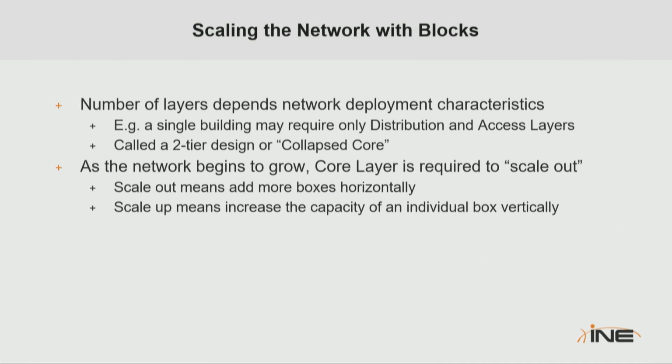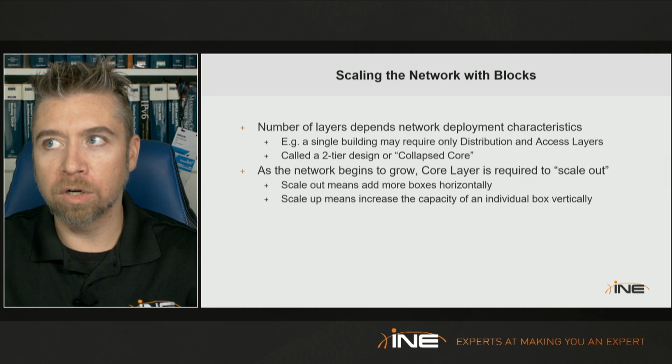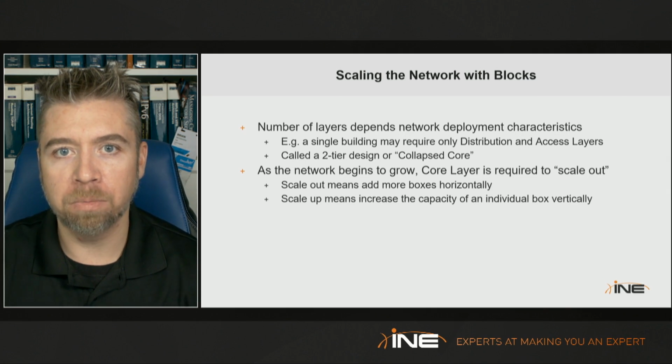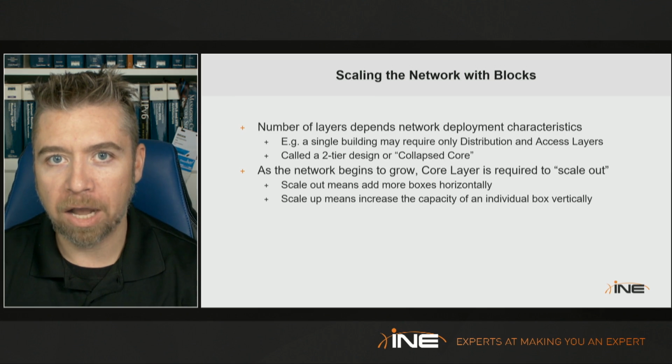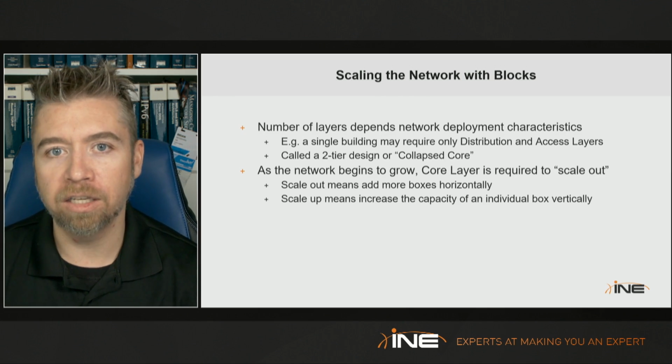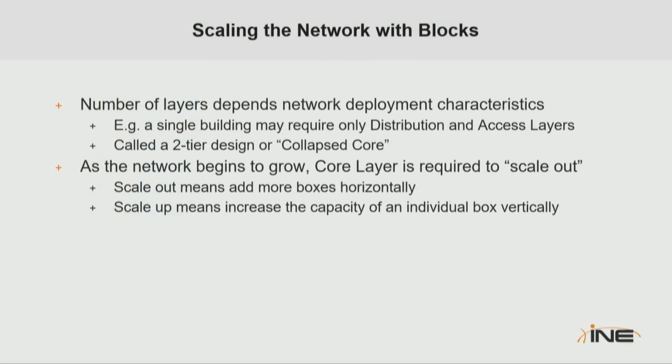Now, in terms of scaling the network with blocks, the number of layers that we're actually going to use is going to depend on the network deployment characteristics. So a single building, for example, might only require distribution and access layers, which would be called a tier 2 design, or in other words, a collapsed core. But as the network begins to grow, the core layer is used to scale out the network, where scale out means that we're adding more boxes horizontally, as opposed to scale up, which means we're adding more powerful boxes to scale an individual box vertically.